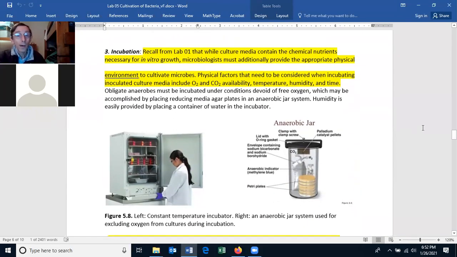Incubation, while you're culturing your media, they require chemical nutrients which are provided in the media, but they also require additional physical environment, and you can put them in different physical environments, such as growing them in certain oxygen concentration, in CO2 concentration, temperature, humidity, and obviously for a certain amount of time. Now, in our microbiology lab, our incubators only provide temperature and humidity as well as time. They do not provide specific amounts of oxygen and carbon dioxide.